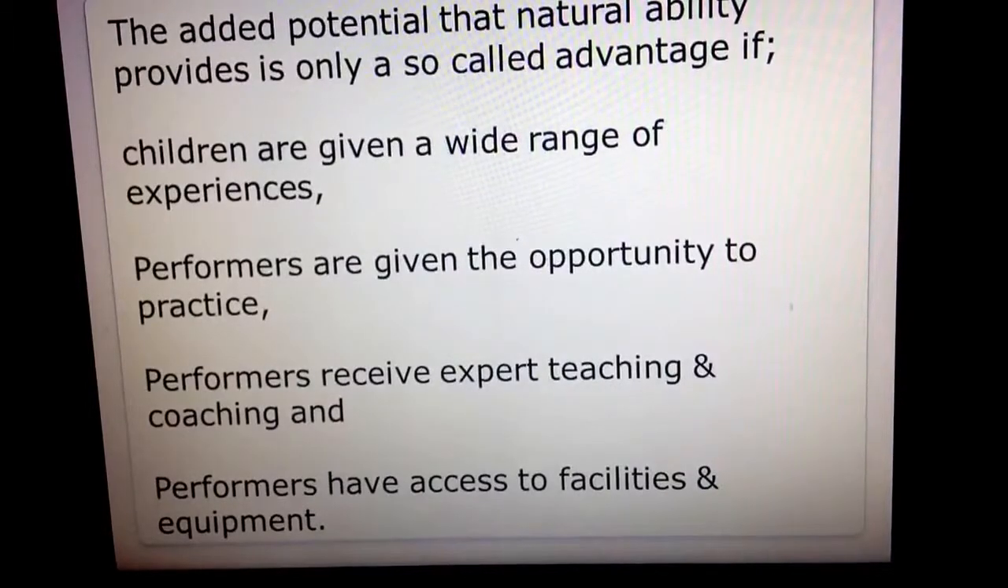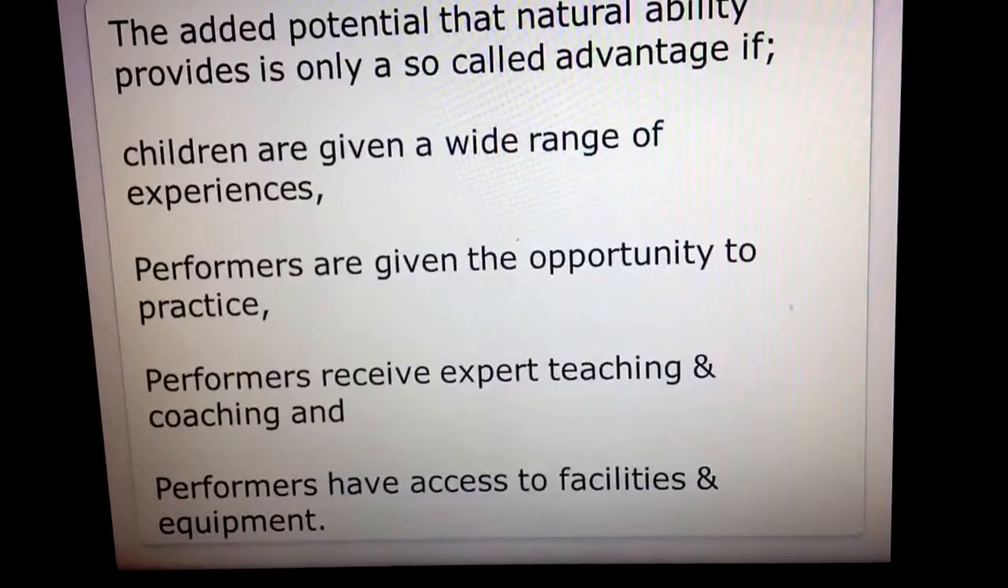Also, we need to practice. We know that skills need to be learned in order to be skillful. So if we're given more opportunity to practice, we're more likely to grasp that skill more quickly. And even though we have that natural ability, if we don't practice using that natural ability, we wouldn't necessarily develop the skill very quickly otherwise.